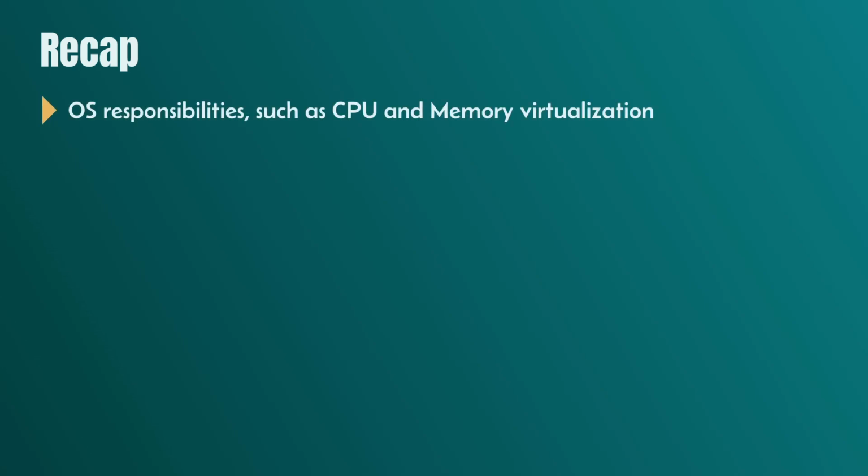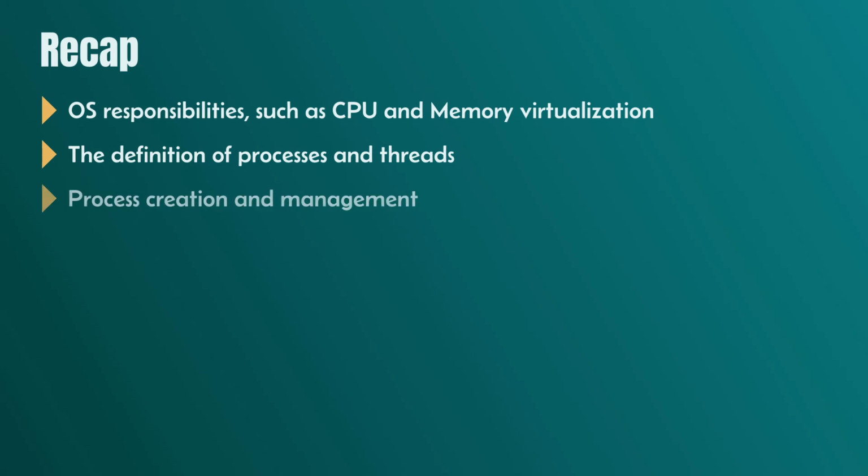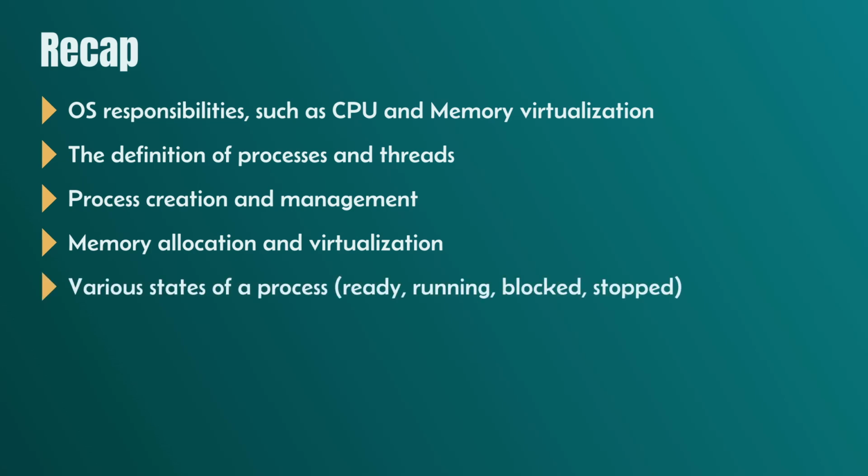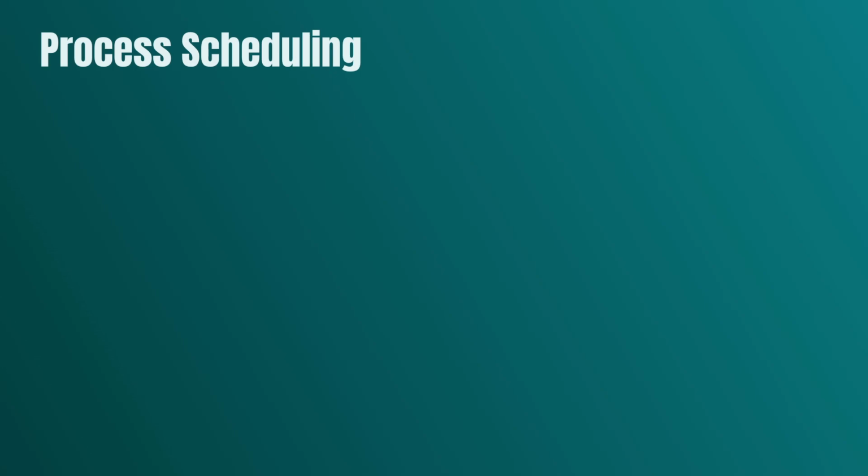In the last part, we learned about operating system responsibilities such as CPU and memory virtualization, the definition of processes and threads, process creation and management, memory allocation and virtualization, and finally various states of a process. We also learned that the operating system should have some policies to run multiple processes concurrently through time sharing or parallelism. But how should the operating system decide when to stop the execution of a process or decide which process should be executed next?